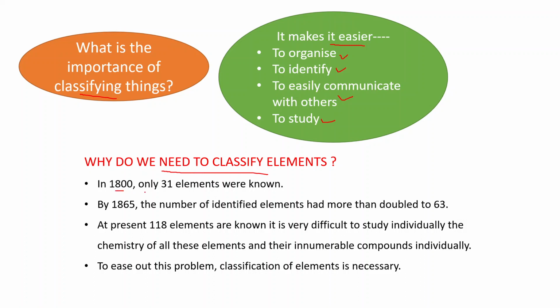In 1800, only 31 elements were known. By 1865, the number of identified elements had more than doubled to 63. At present, 118 elements are known, and it is very difficult to study individually the chemistry of all these elements and their innumerable compounds. To ease out this problem, classification of elements is necessary.